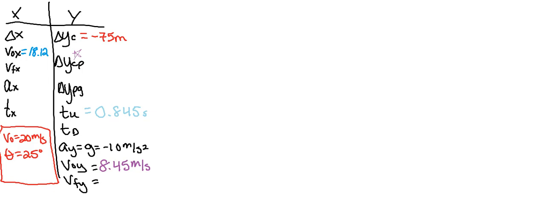So in terms of information, we have all that going on in our y and x chart, and since we're talking about height, we can ignore x for right now. So we're looking for delta y cliff to peak. So if we go through the equations we have v final y squared is equal to v initial y squared plus 2g delta y.